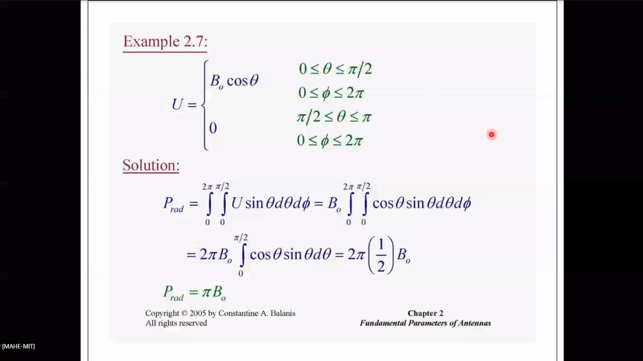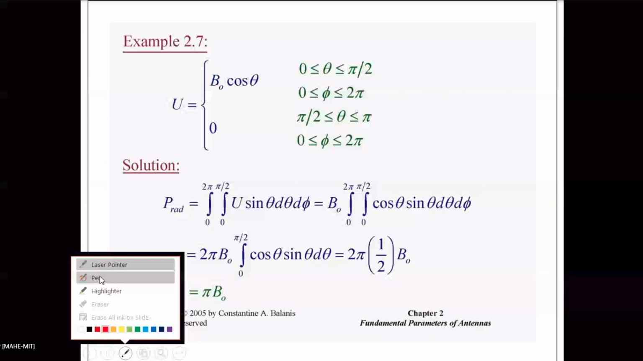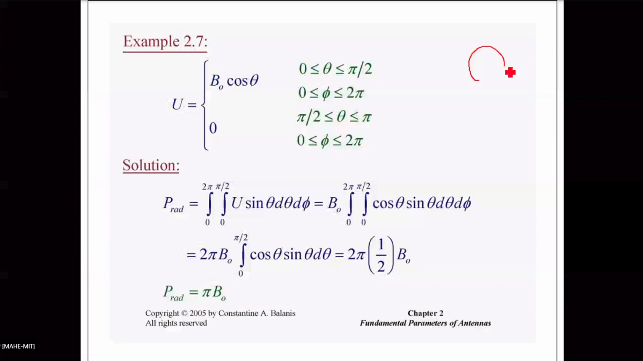What do you mean by unidirectional cosine pattern? See, the pattern is like this: cos theta, B naught cos theta. This is the pattern. On the other side, it is 0. On this side, it is 0. It is only for theta equal to 0 to pi by 2, 90 degrees. Theta is equal to 0 to 90 degrees, B naught cos theta. On the other side, it is 0. Have you got it?